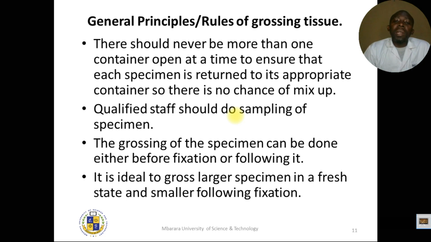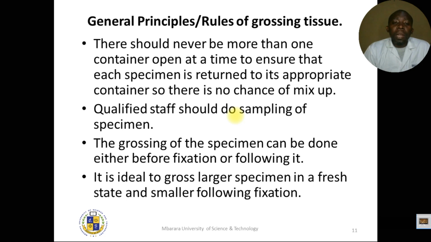Number 2, qualified staff should do the sampling of the specimen, because with experience you can look at the tissue and be able to identify parts which are suspicious of having lesion. Where you see blood on the tissue, for example, I'm not saying wherever there is, but just to give an example, with experience we can identify. We can look at the texture, we can look at the color of the tissue and be suspicious. So we need an experienced eye here. So it is recommended that we have a qualified staff who has experience in identifying to do the grossing.